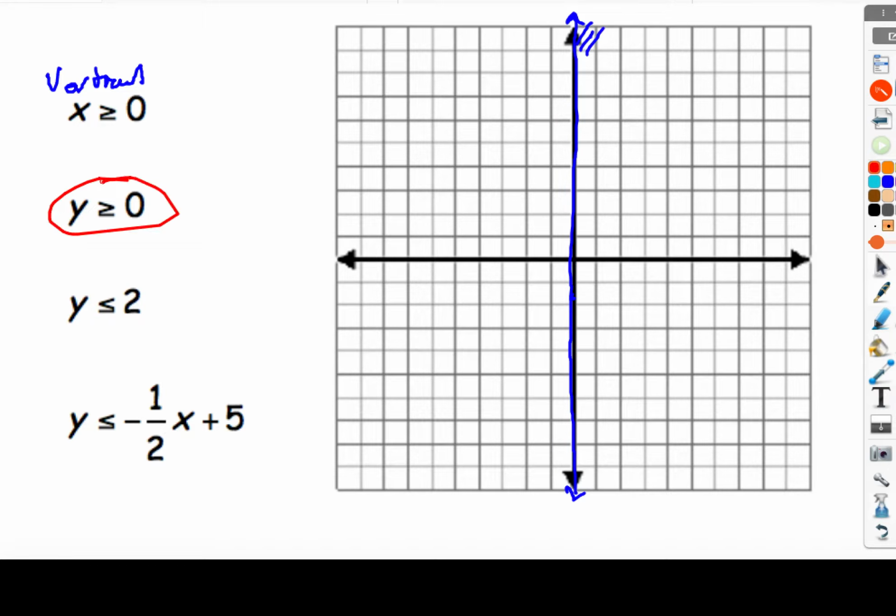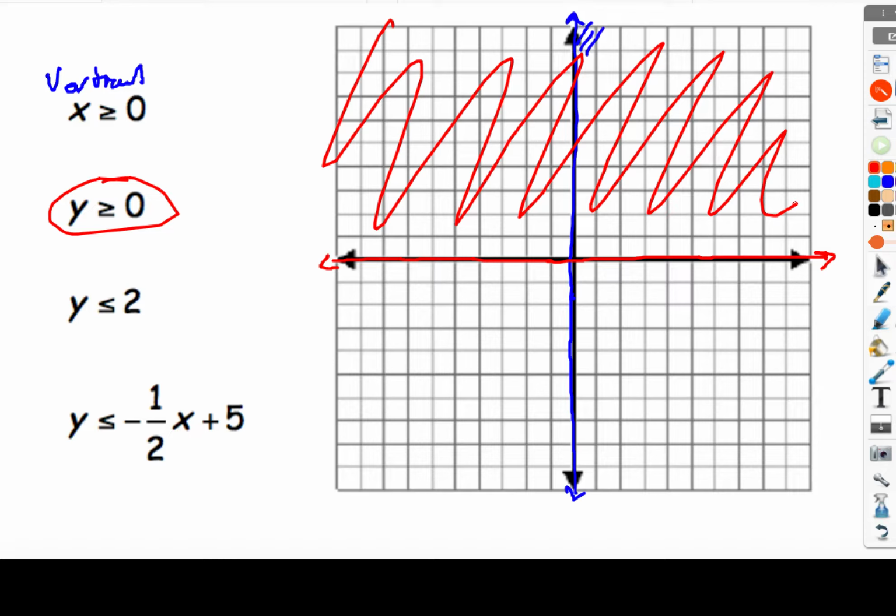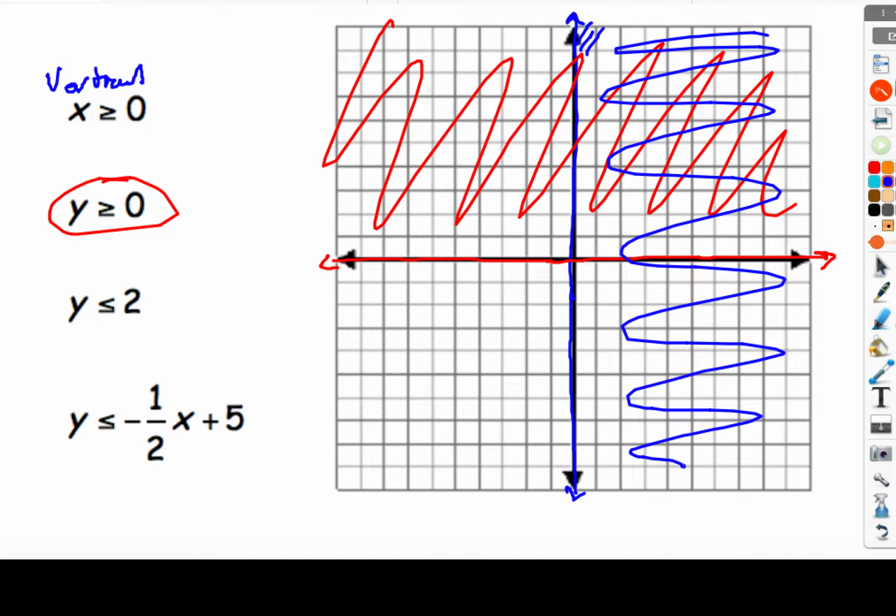Y is also greater than or equal to 0. Well, y equals 0, remember, is the x-axis. Every point on the x-axis has a y value of exactly 0. And if y is greater than or equal to 0, we're going to be above the red line, right? So I would be up here. But again, I also wanted to be to the right side of that blue line. We would have been over here. Well, the only place they overlap is up there in quadrant 1, right, up here in this area.